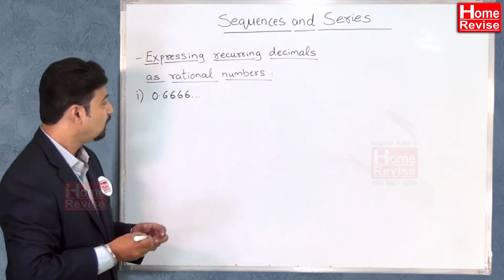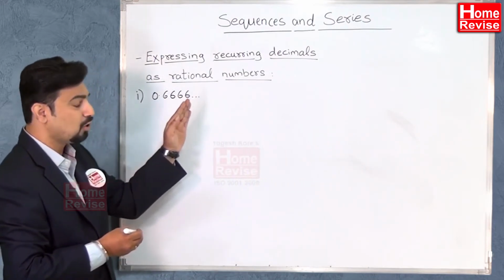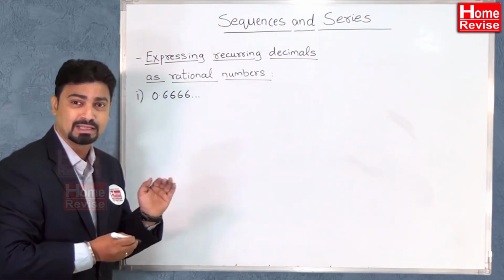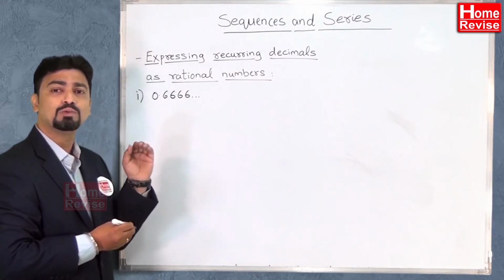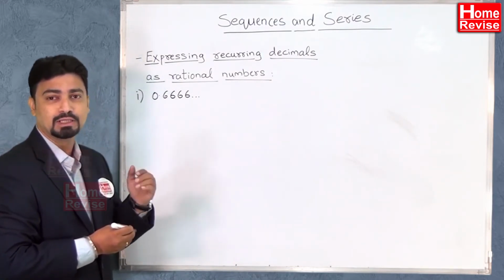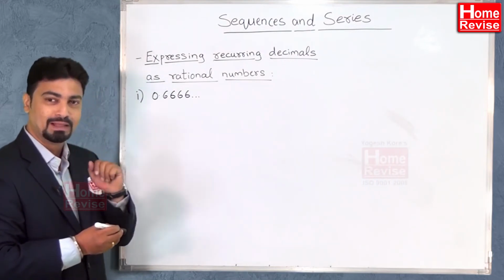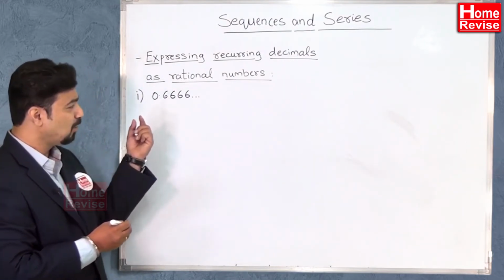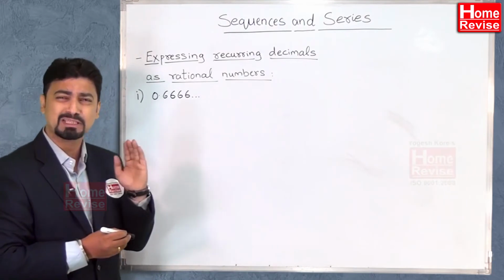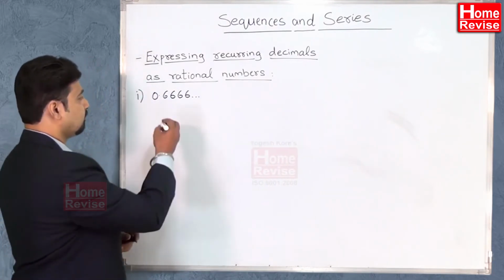So 0.6666 dot dot dot is my recurring decimal. Now, how to convert this recurring decimal into a rational number using the sum to infinity of a GP? Let us see. I can write 0.6666 as, I will split it and write like this.